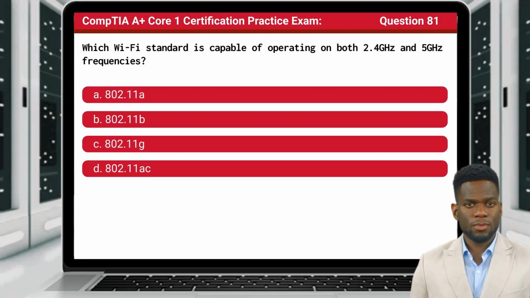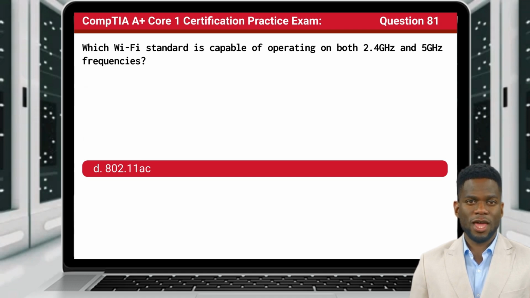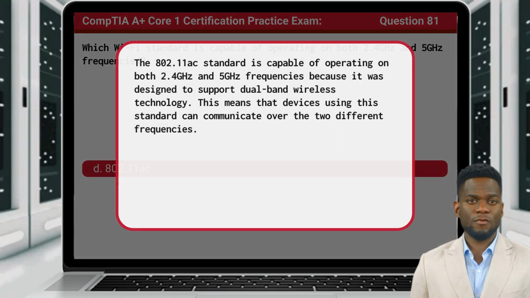Question 81. Which Wi-Fi standard is capable of operating on both 2.4 GHz and 5 GHz frequencies? The answer is D. 802.11 AEC. The 802.11 ADC standard is capable of operating on both 2.4 GHz and 5 GHz frequencies because it was designed to support dual-band wireless technology. This means that devices using this standard can communicate over the 2 different frequencies.